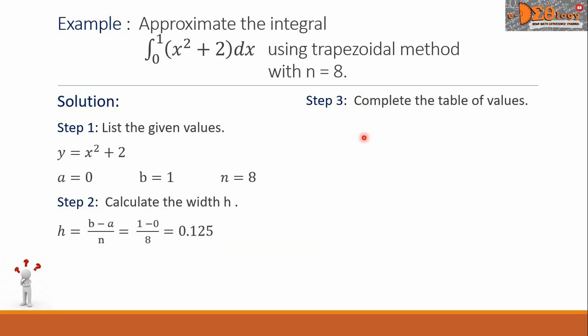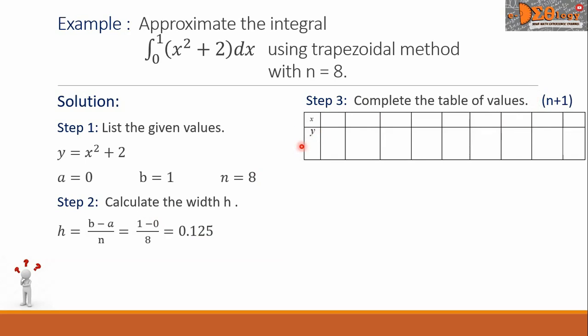Step 3, let us complete the table of values. So we have here two rows for x and y respectively. In here, we're going to write n plus 1 columns. So we have n as 8, so we will write here 9 boxes or columns. In the first box for the x, we will write the value 0, that is the a, and the last box is the number 1, that is the b. In between, we're going to fill the values.